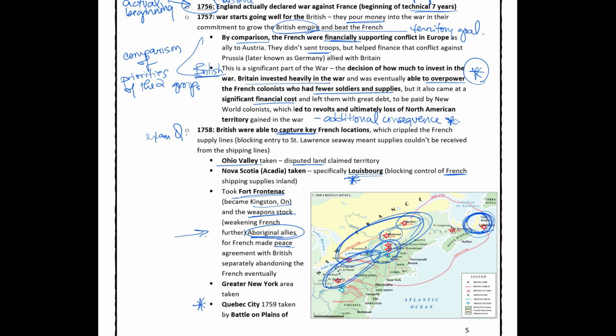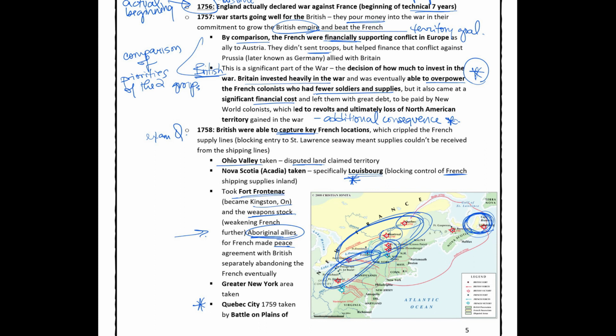So Britain invested heavily in the war. They were able to eventually overpower the French colonists, who were few in number. Particularly because, if you remember, we said that they took Louisbourg. And so if they had access or control to the Gulf of St. Lawrence, the Seaway, none of these French soldiers could get their supplies. Even the colonists themselves, if the British were able to cut off their supplies, they could weaken them as a group significantly, right? Which is what they did. So it was a great financial cost, but in the end, it cost the British territory, and they couldn't have foreseen that, really.